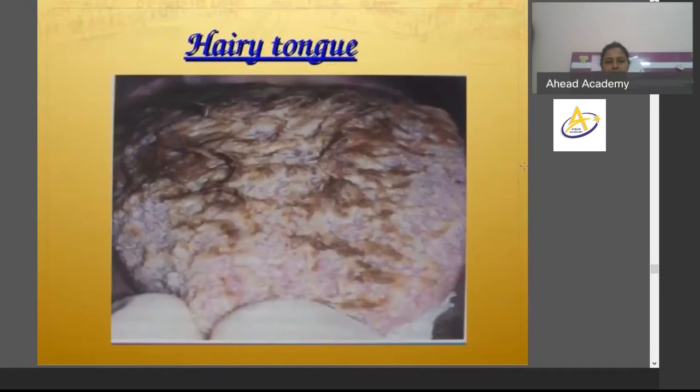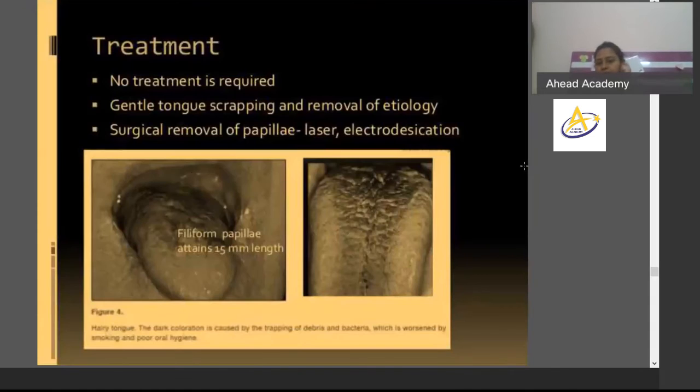Moving on, hairy tongue. For hairy tongue, there is no such treatment required. Gentle tongue scraping and removal of etiology. Surgical removal of papillae can be done by laser or electrodesiccation.